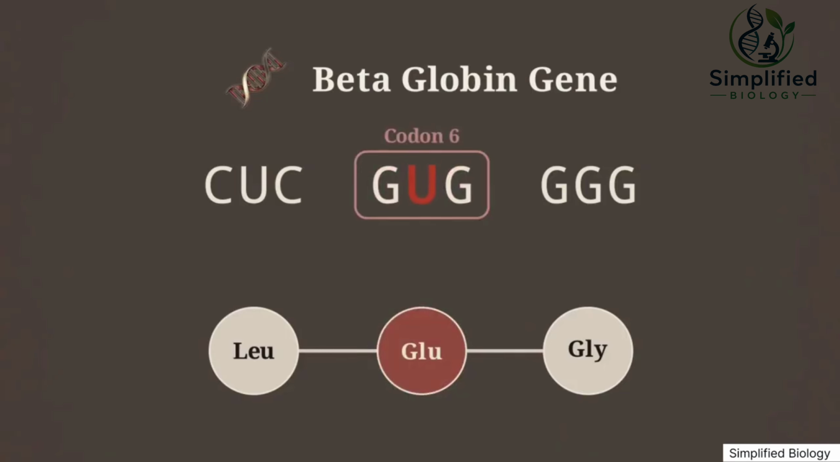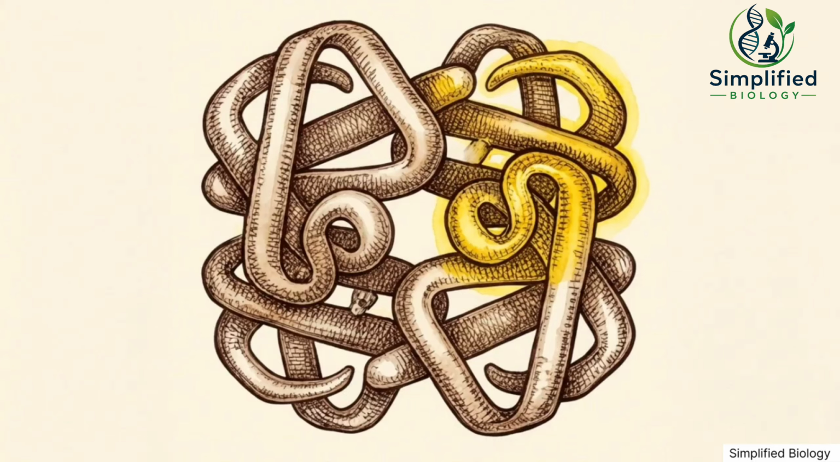A single substitution replaces the A with a U, changing it to GUG. Consequently, glutamic acid is replaced by valine. This substitution occurs specifically on the beta-globin chain of the hemoglobin molecule.